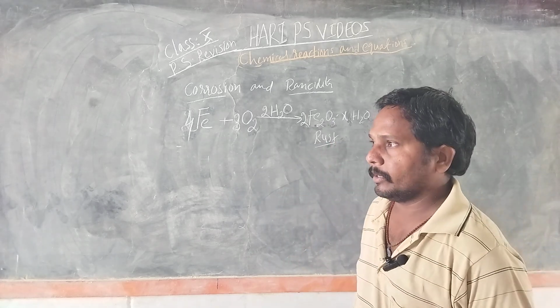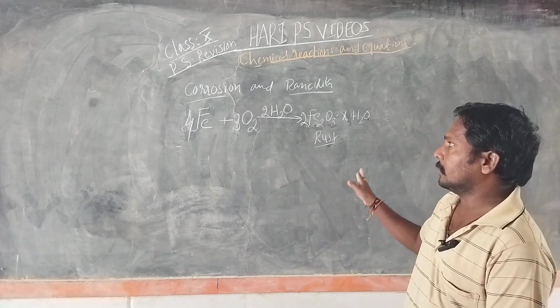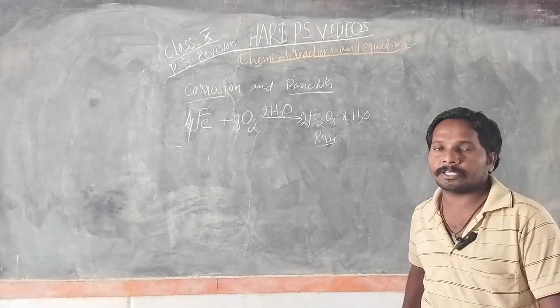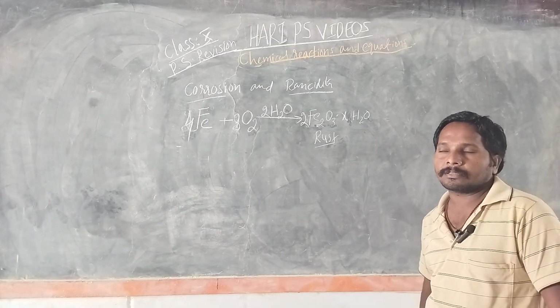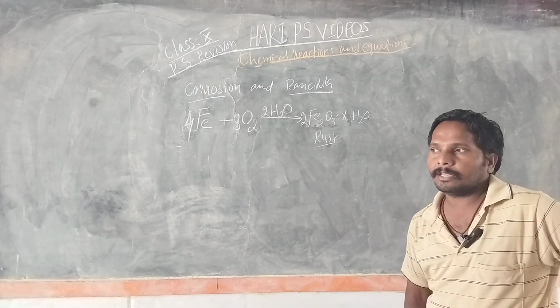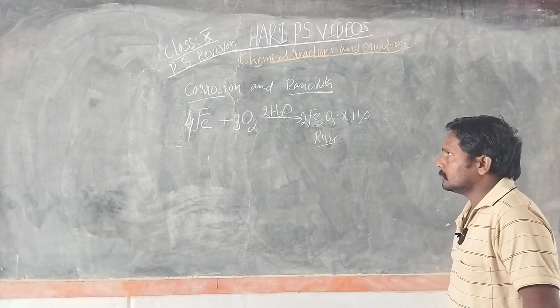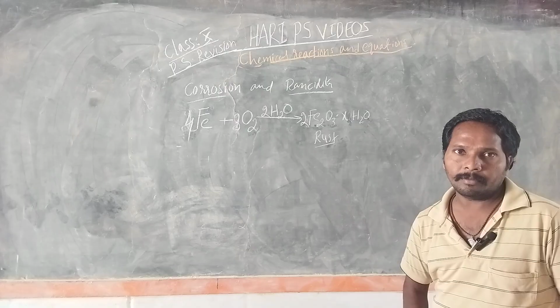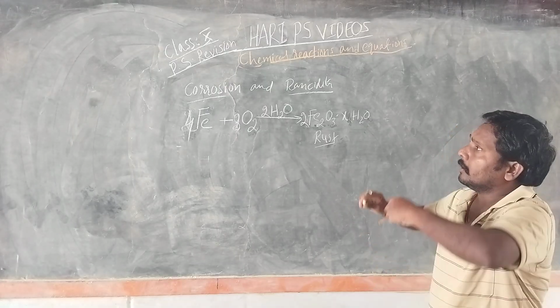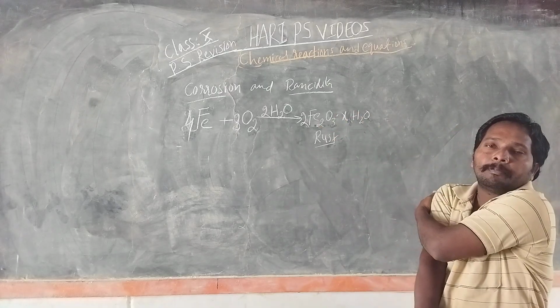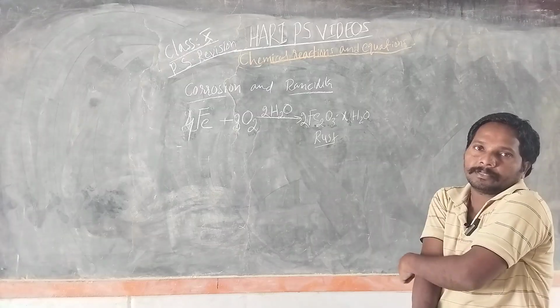Corrosion of metals is carried out when metals, especially iron, react with oxygen present in the atmosphere in the presence of water vapor or moisture and form rust. Formation of rust is one of the applications of oxidation.